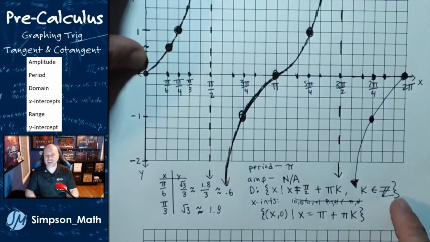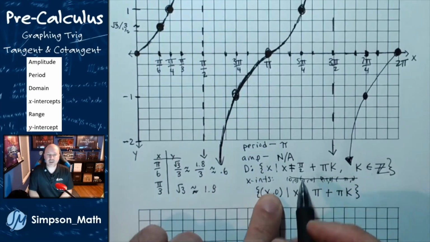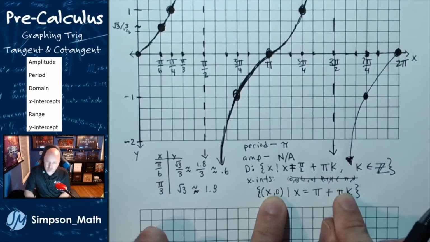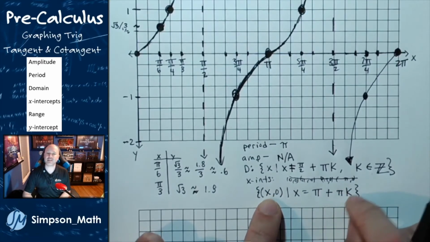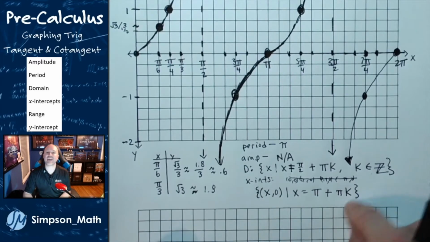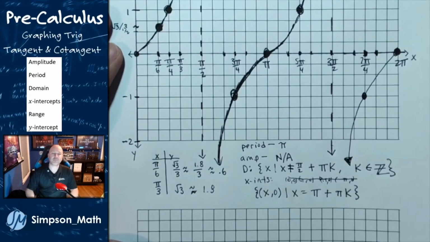I've already defined k on this sheet of paper, so I don't think I need to do it again. But this is just saying at pi comma 0, at 2 pi comma 0, these integers include negative numbers, negative 1 pi. If k were 0, it would be pi. I'm good there.